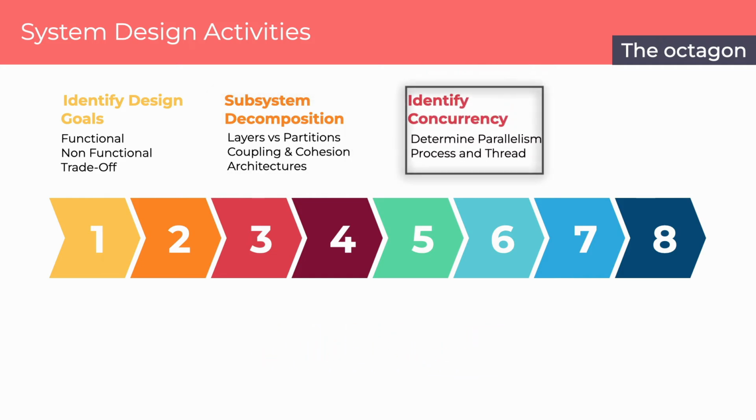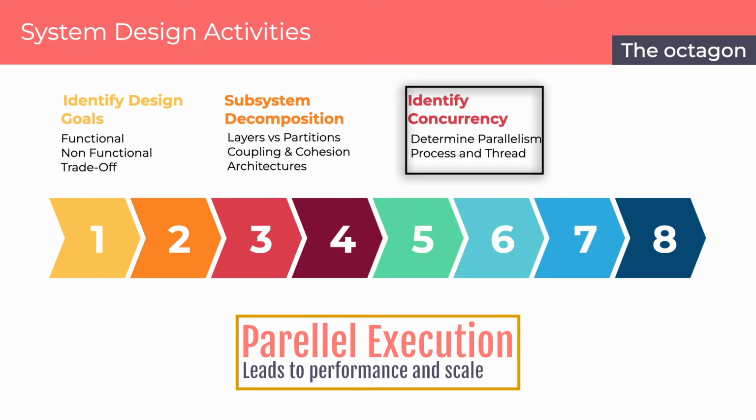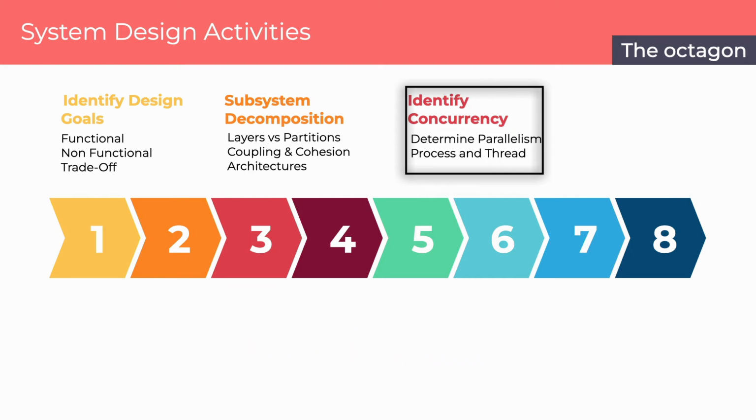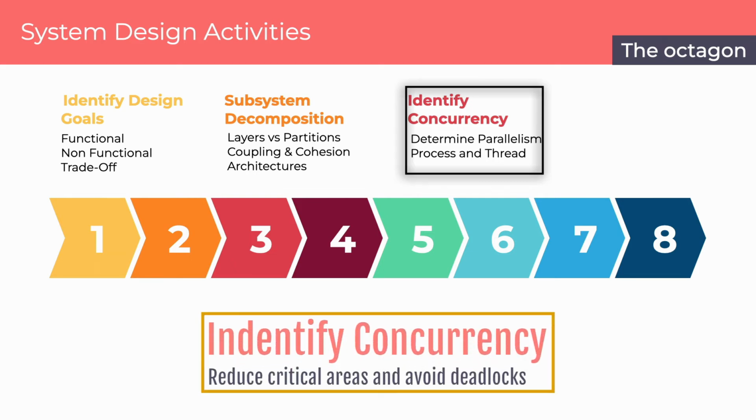Identify concurrency. We look deeper into our dynamic model and find the opportunities for parallel execution. Parallel execution will make our services more performant and reduce the overall processing time for our operations. This is specifically important for a very large system that we're trying to build here. Likewise, we identify the areas of concurrency, that is, the situations where multiple clients update the same resource, and we work on reducing those critical areas to avoid deadlocks.